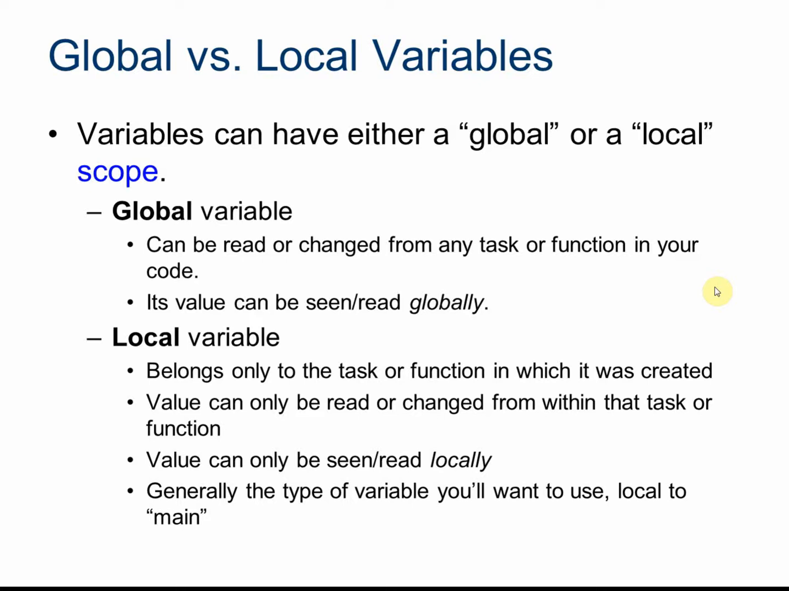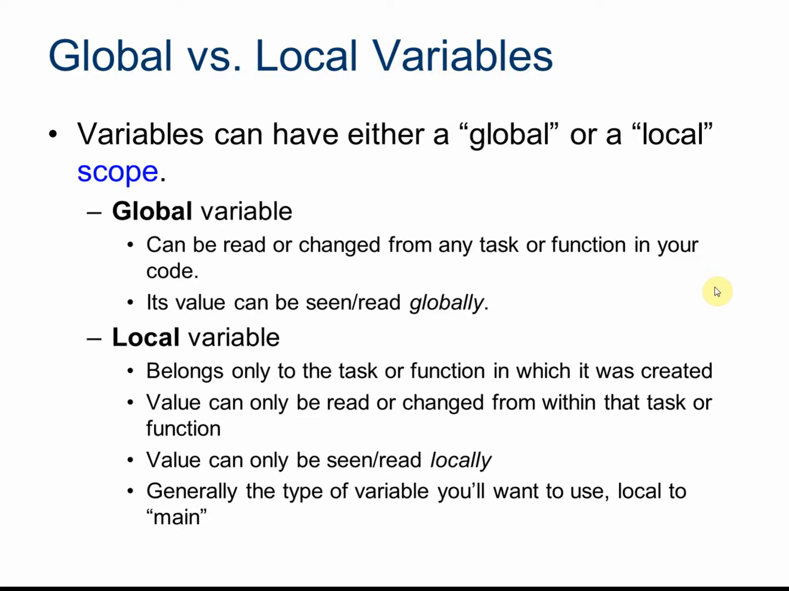A good analogy for this would be, say, Google Drive versus the files on your desktop. Files on your desktop would be local. You can only get to them from that computer. If you're halfway across the world on your laptop, you're not going to be able to access the files on your home computer. They're separate. They're not connected. A global variable would be like putting a file on Google Drive. Anywhere you can go, any computer you access, you'll have access to that.